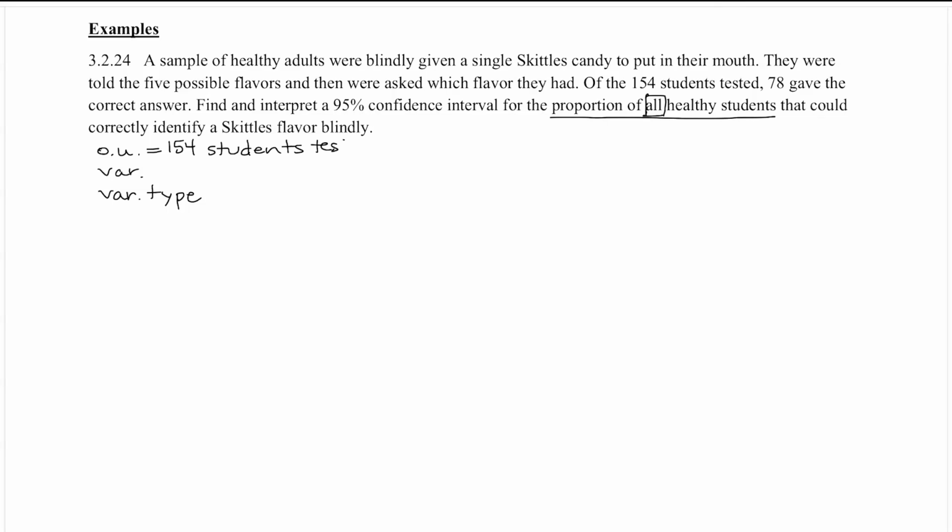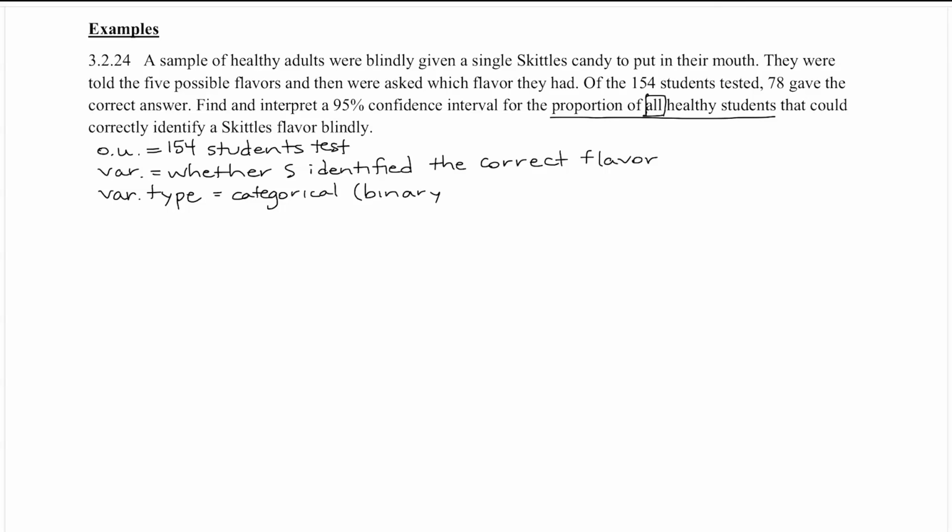And if you want to pause the video and try this out for yourself, I highly recommend it. The observational units are the 154 students that were tested. The variable, I would say, is whether they identified, S is for student, a capital S, whether the student identified the correct flavor of Skittles. And that is a categorical variable. Categories are yes and no. And of course, that is also binary.